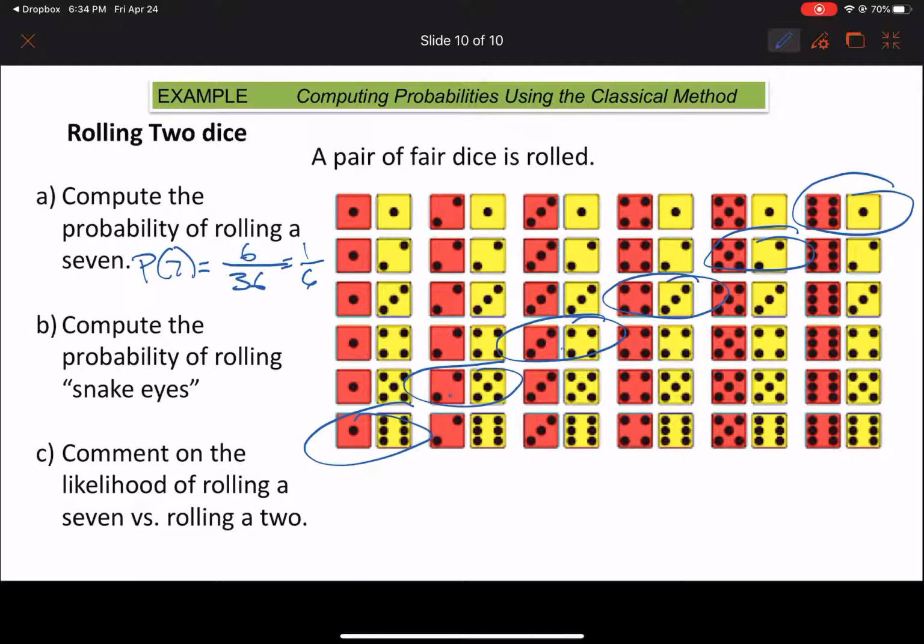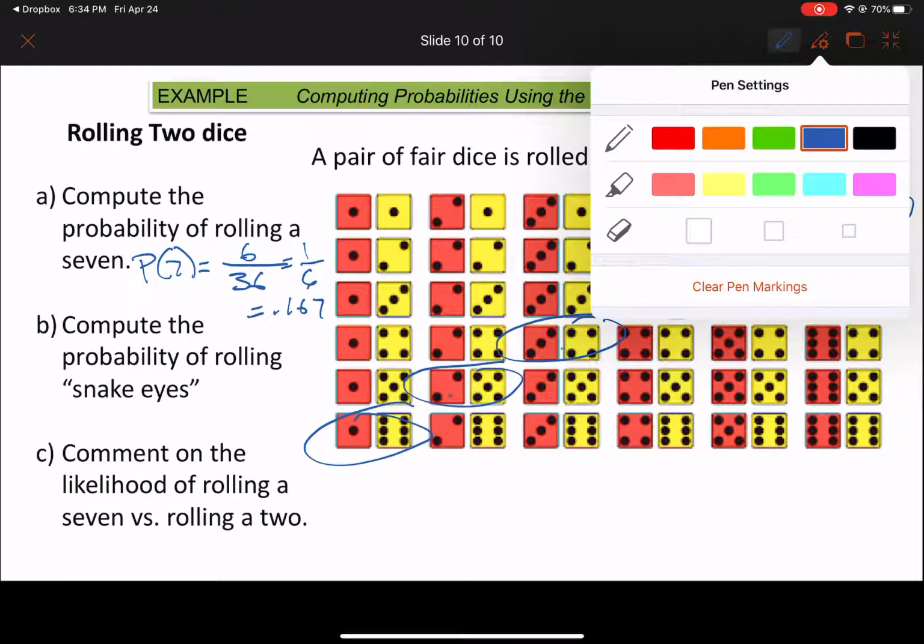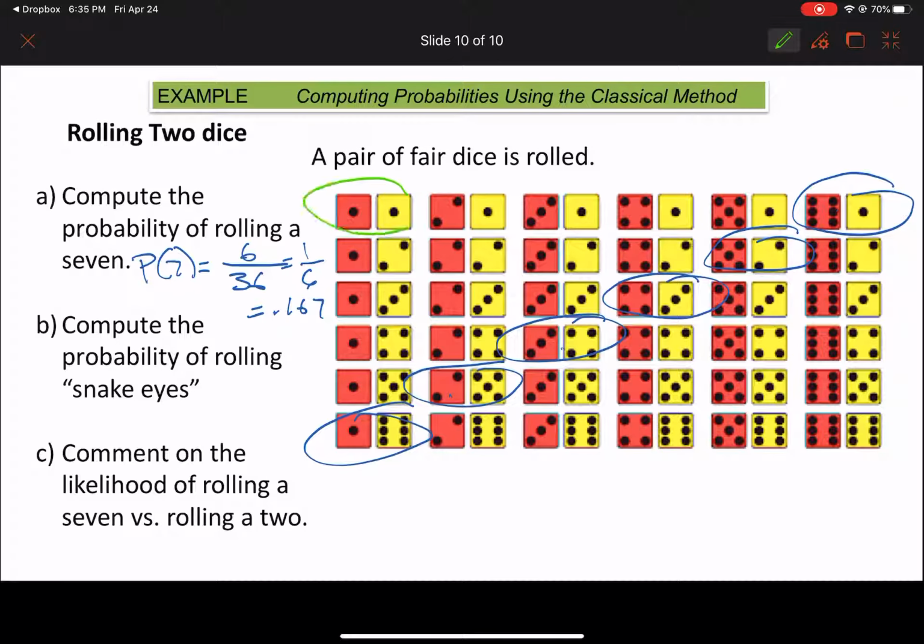So that is 0.167 approximately. So the probability of rolling snake eyes, I'm going to use a different color here. Let's use green. There's only one way to roll snake eyes. Remember, snake eyes is 2 1s. So I have 1 out of 36, and 1 out of 36 gives me about 0.028.